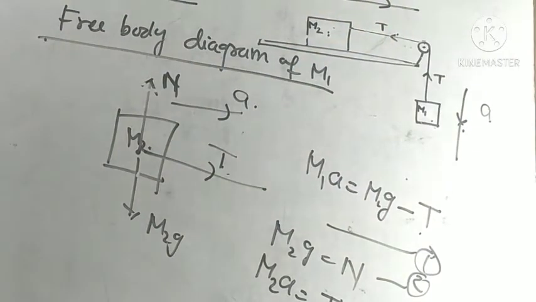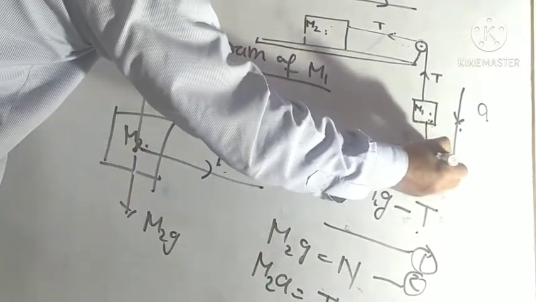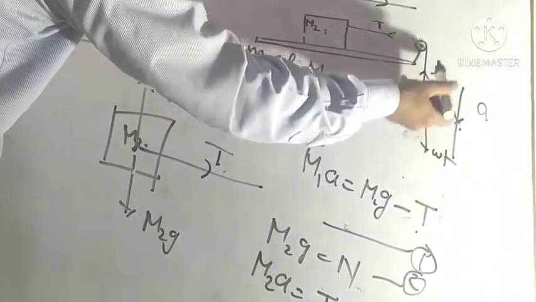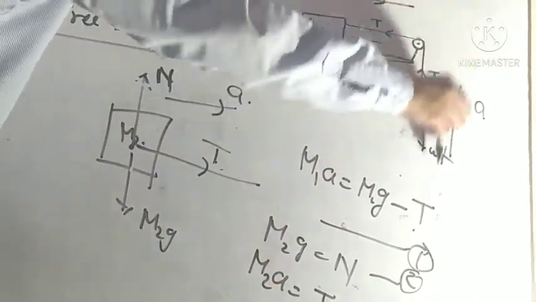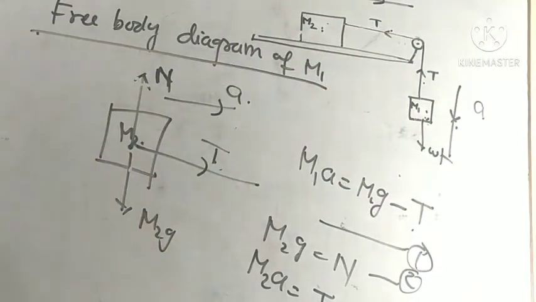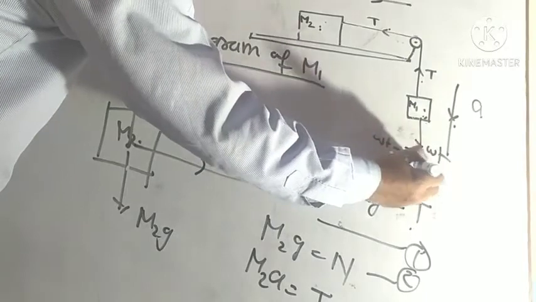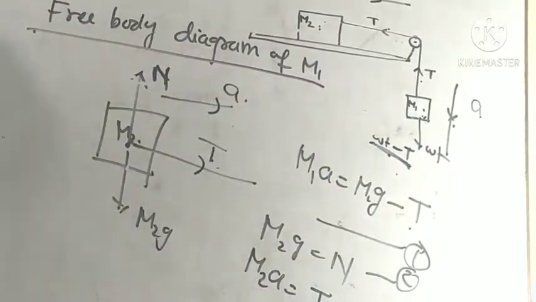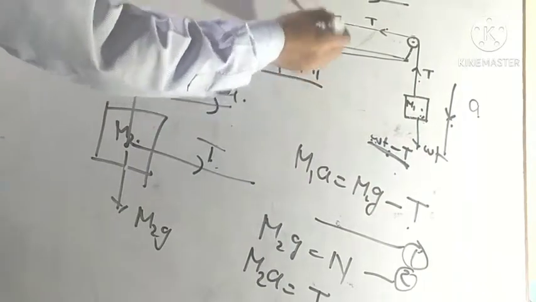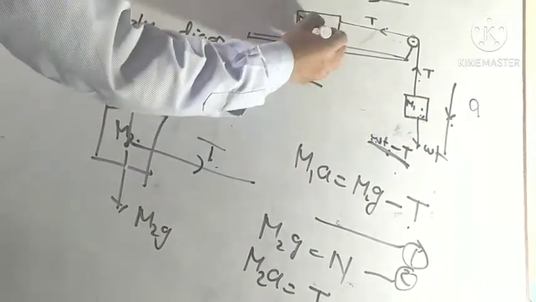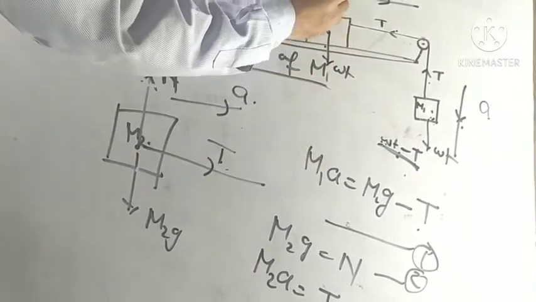How many forces act on this body? There are two forces: the weight of this body acting downward and the tension T in the string acting vertically upward. So this body will move vertically downward with acceleration A, and the net force will be weight minus tension T. But when we consider this body placed on the table, the weight of this body acts vertically downward and the normal force acts upward.